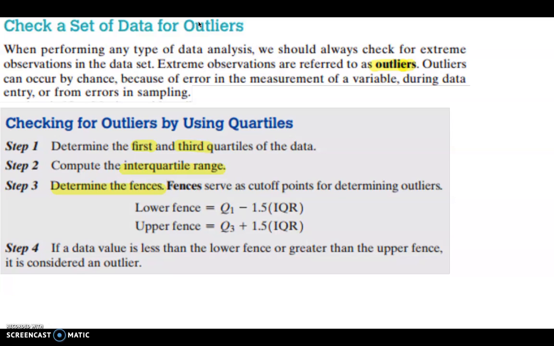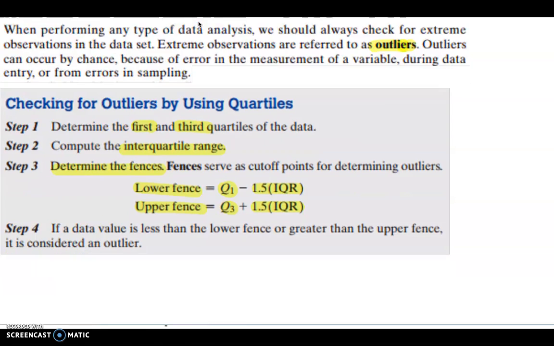The way we do this is first you identify the first and third quartiles, then you compute your interquartile range, and then we determine what are called the fences. The fences are just the cutoff points for determining outliers. The lower fence is Q1 minus 1.5 times the IQR, and anything lower than that is an outlier. Then we have our upper fence, which is Q3 plus 1.5 times the IQR. Anything below the lower fence or above the upper fence is an extreme observation, and you might want to take a closer look at it to see if there was an error in the measurement or if something went wrong in gathering the data.